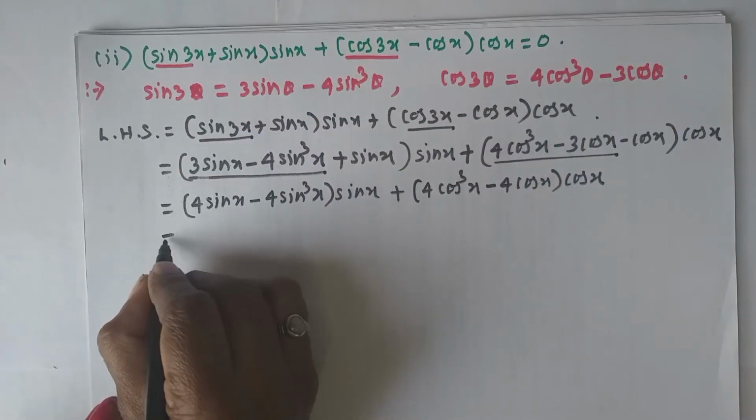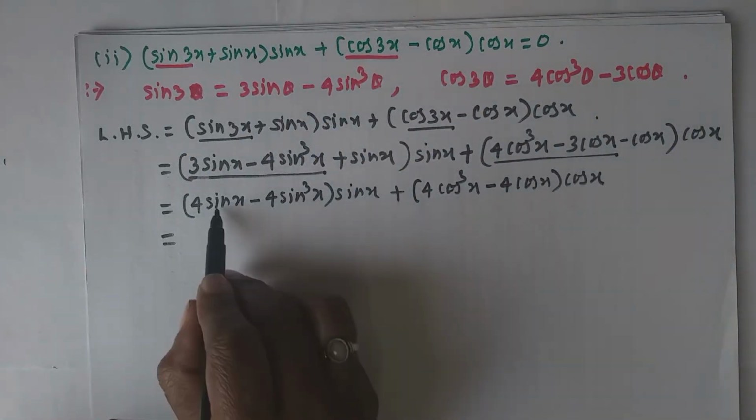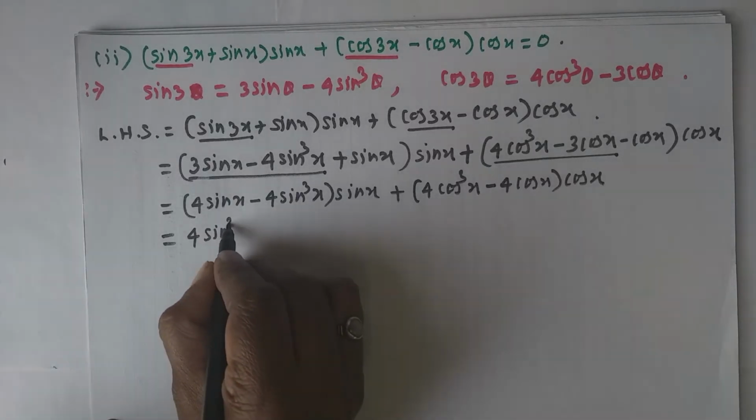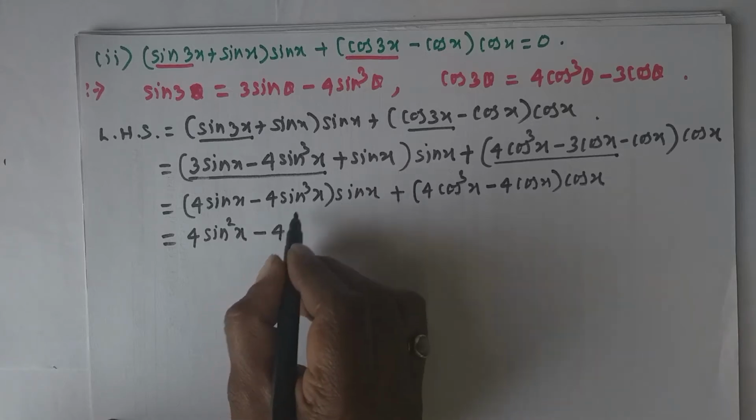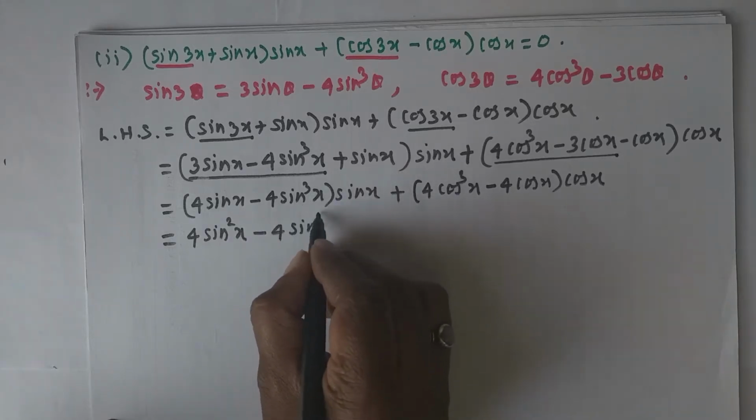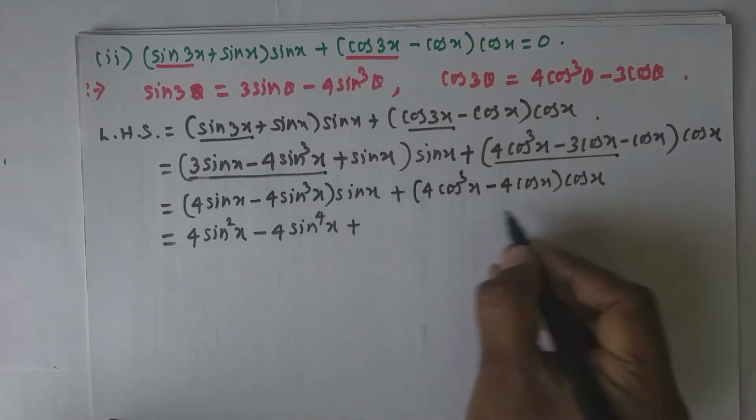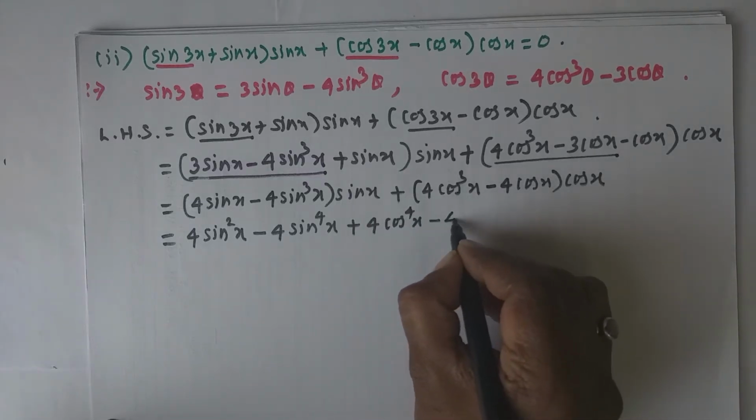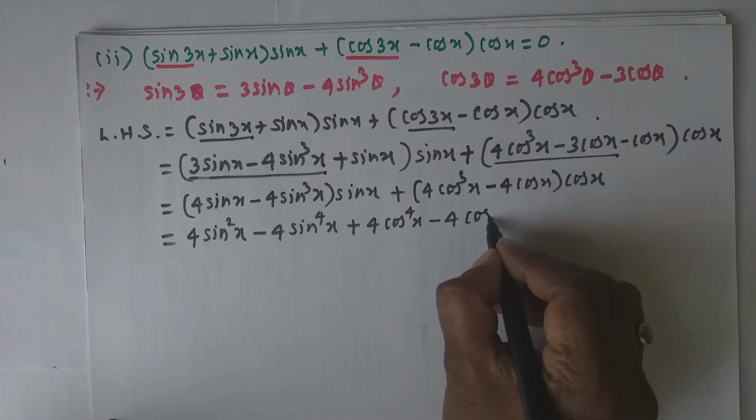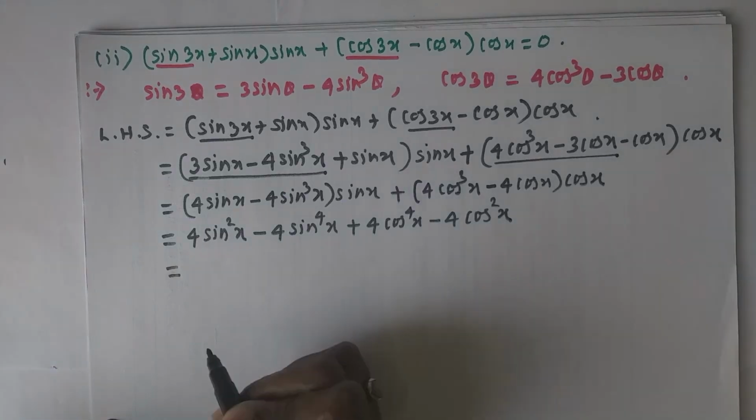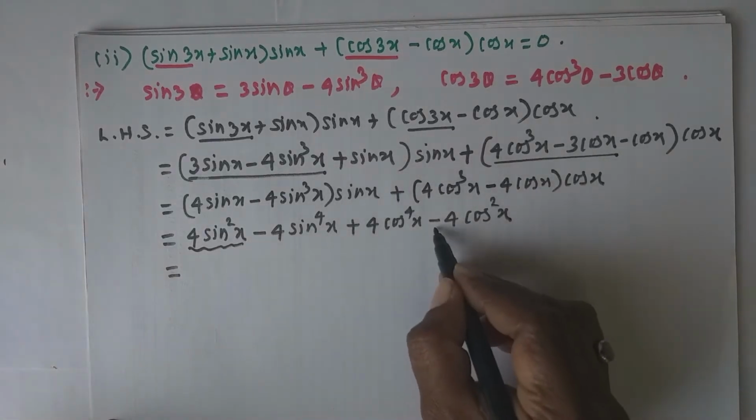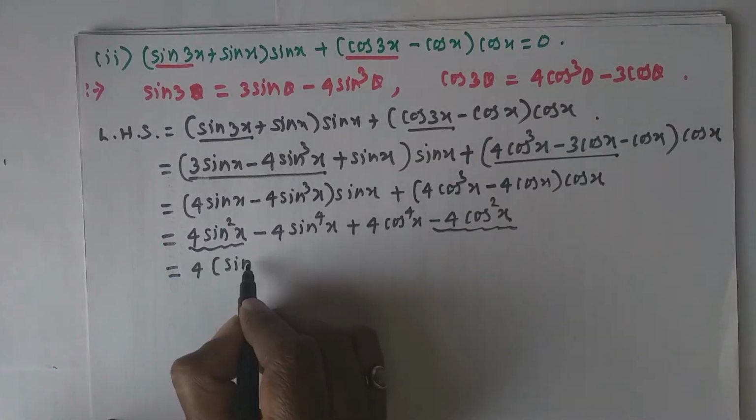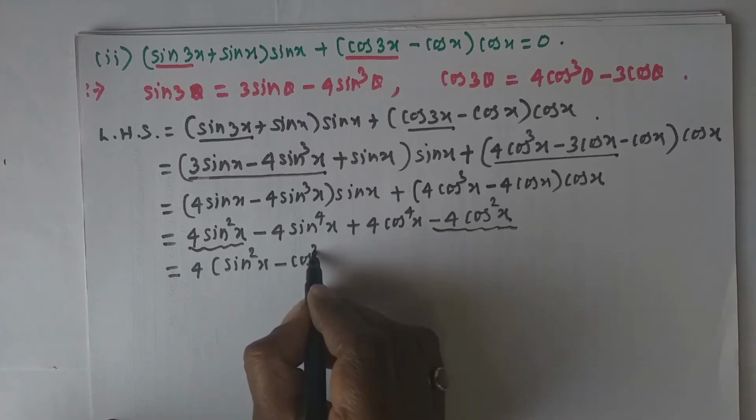Okay. Now here open the bracket, multiply each and every term in the first bracket by sin x. This will be 4 sin square x minus 4 sin cube x and sin x, sin 4x, plus, now open this bracket, cos cube x and cos x, cos 4x minus 4 cos x into cos x, cos square x. Okay, now I will take these two terms together. I will take 4 common and in the bracket there remains sin square x minus cos square x.